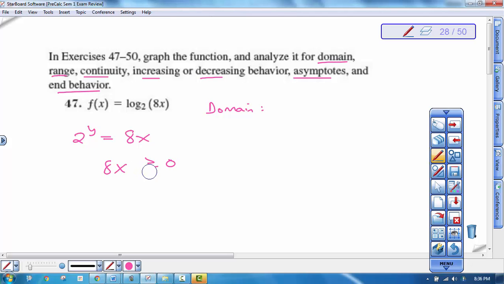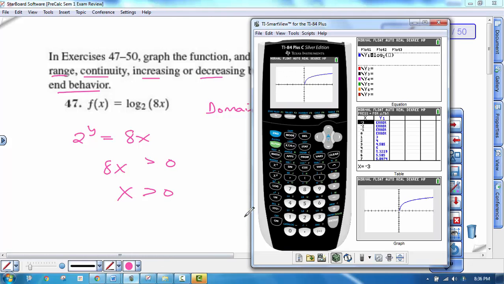Actually, it has to be greater than 0 because there's no number that I can put 2 to in order to get a negative number here. I couldn't get 0 either. So that's why you end up getting x has to be bigger than 0 for the domain. So I'll say from 0 to positive infinity, not including 0. That's the tricky part. You can do it algebraically, and you can see it from the graph as well.